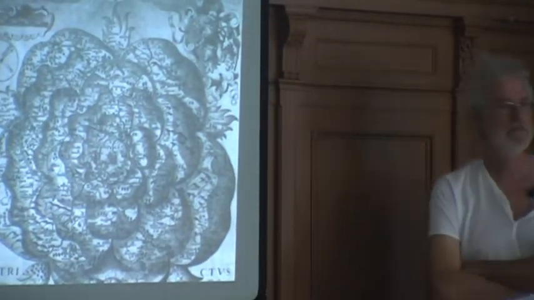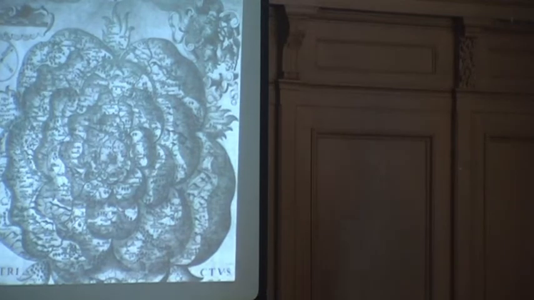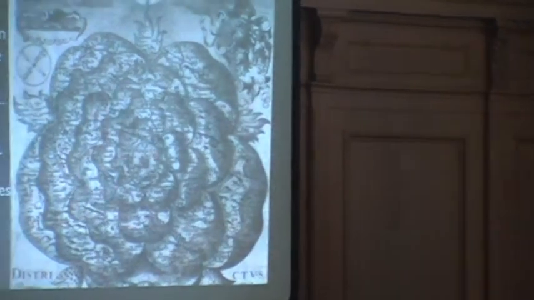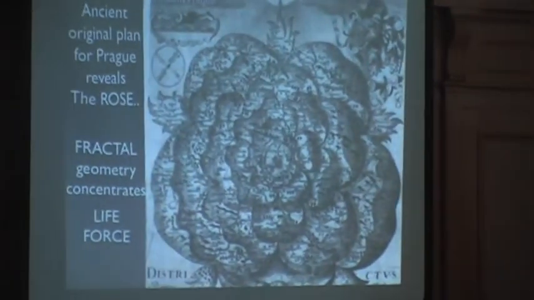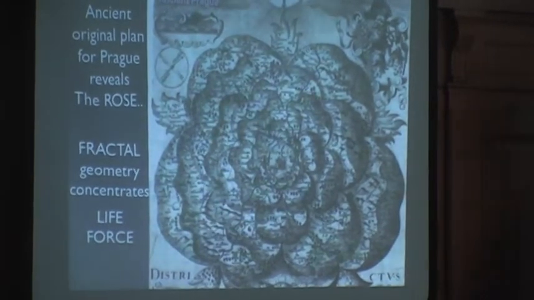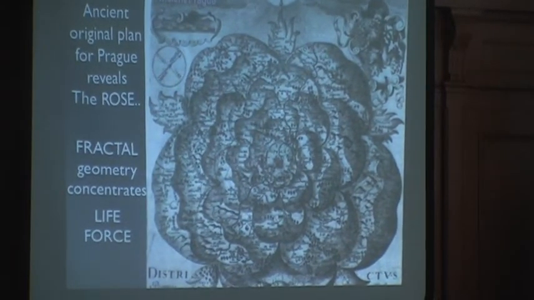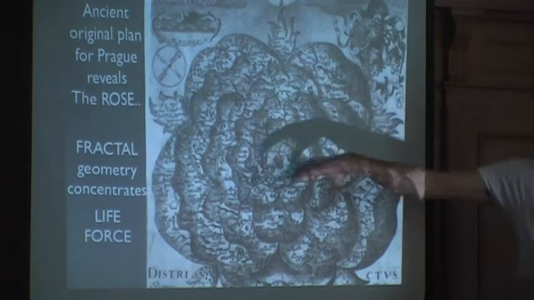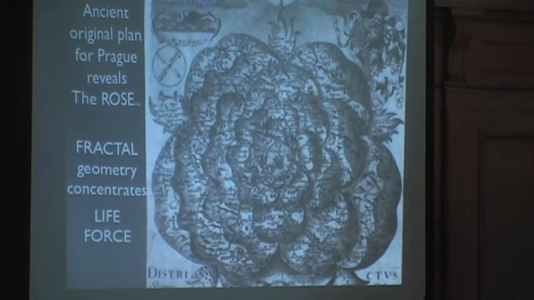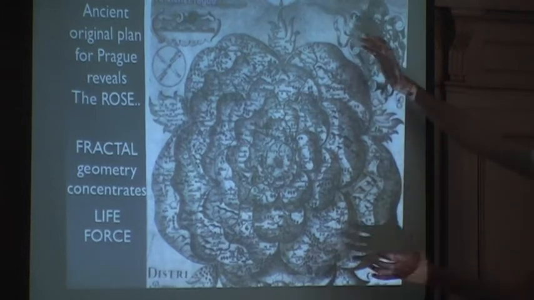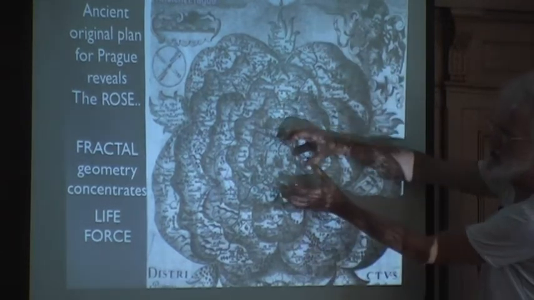This is the original old map of Prague and Bohemia. And suggesting that the original magnetic map of the area is a rose. So this is an example of a fractal charge concentrating device.